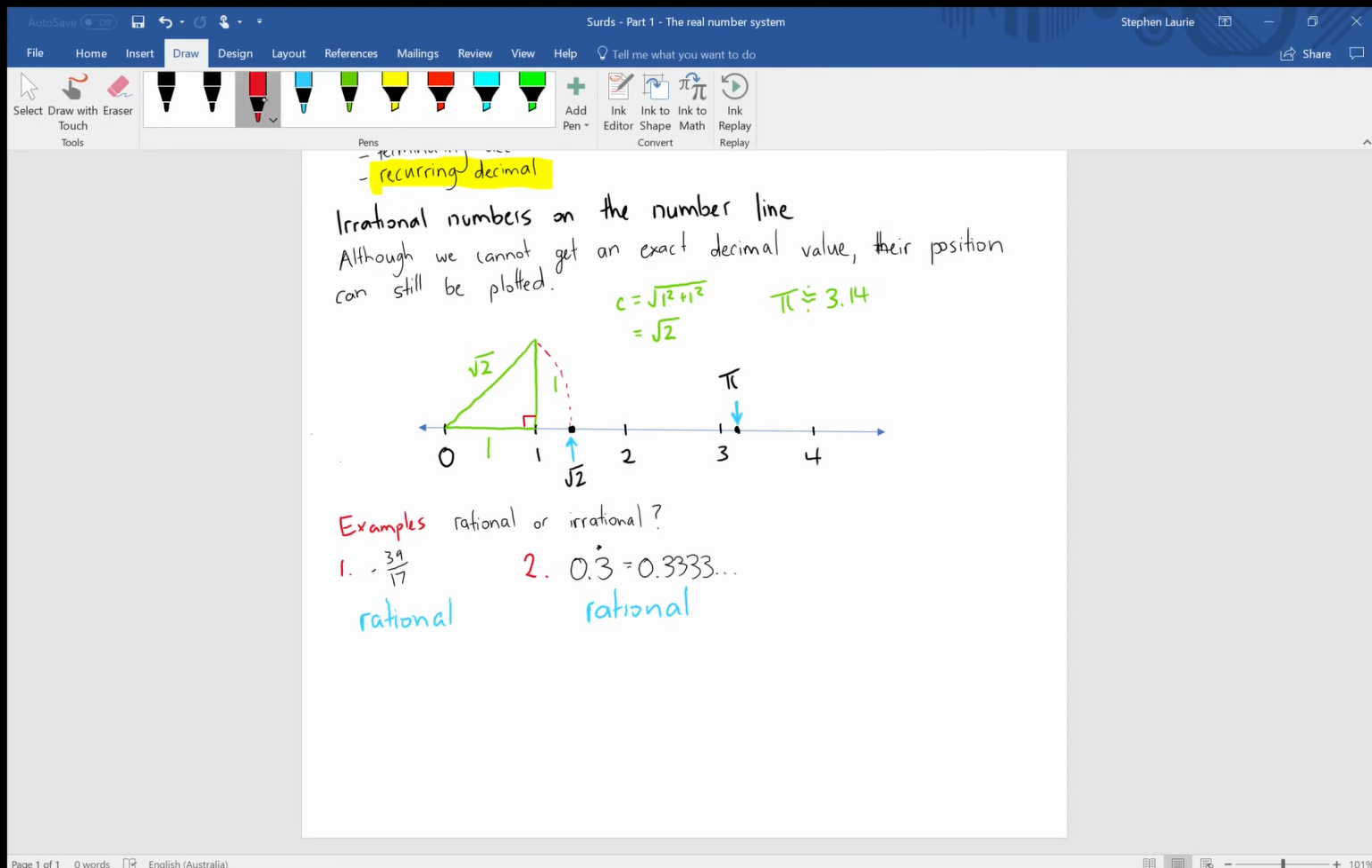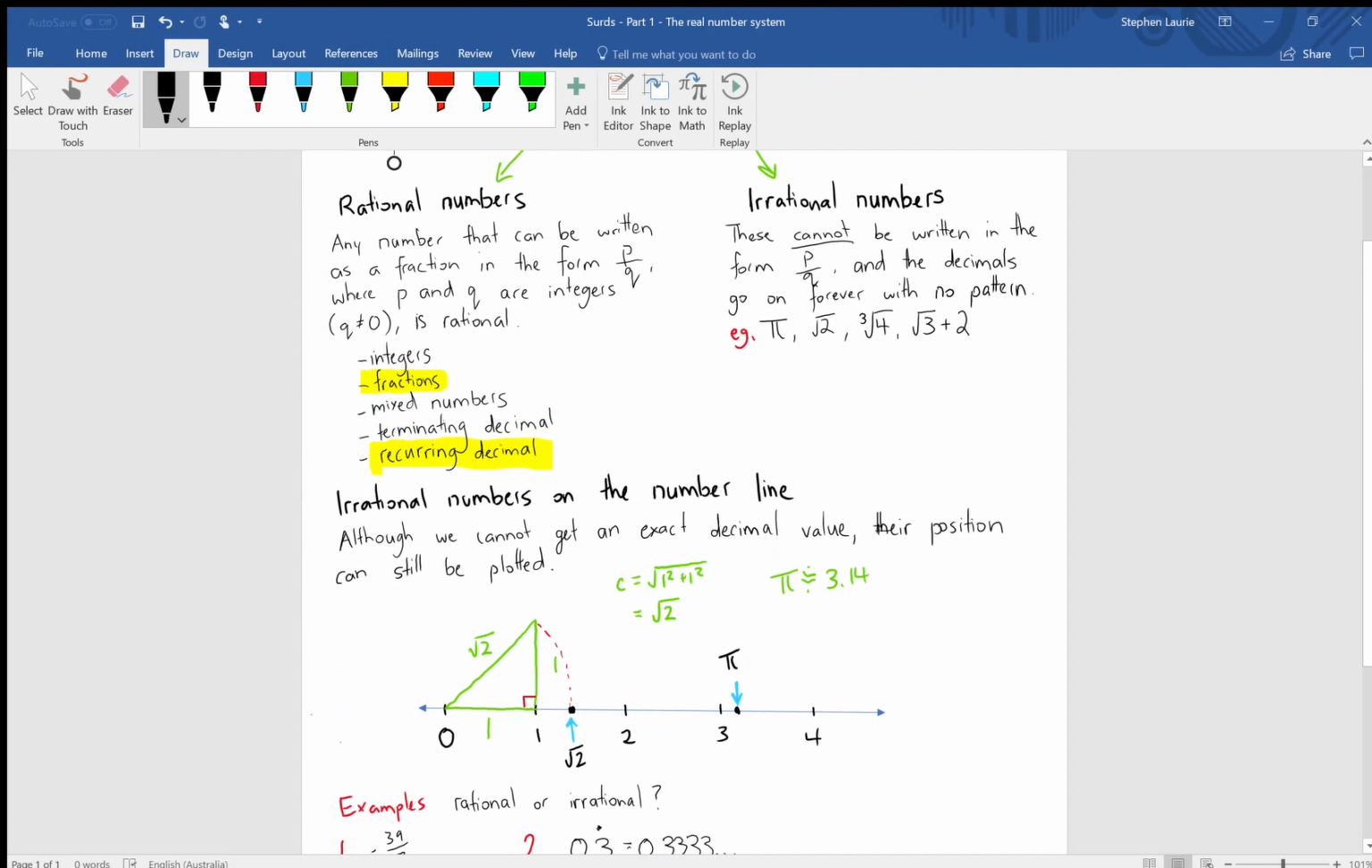Alright, example 3. The square root of 49. Now the square root of 49 is just 7, right? And 7 is an integer. So that's also rational.